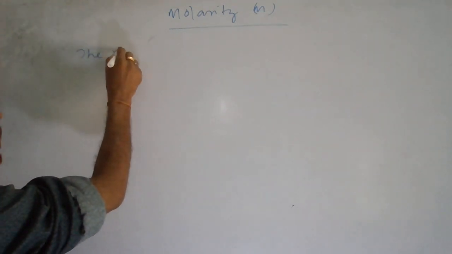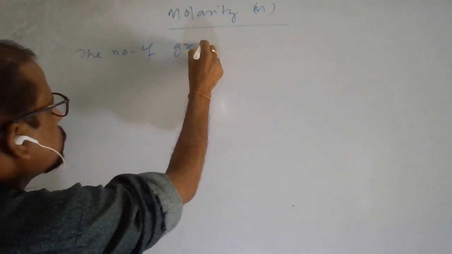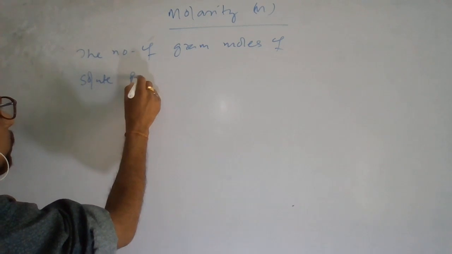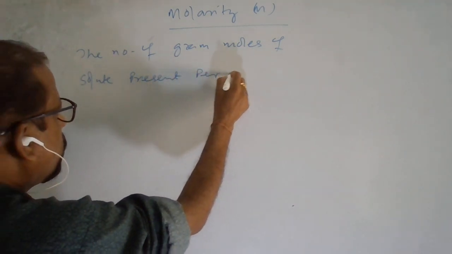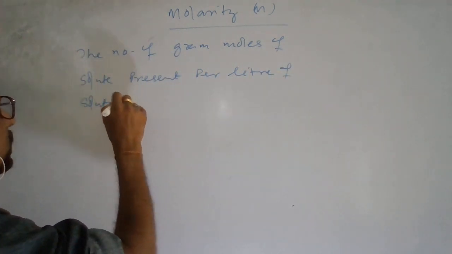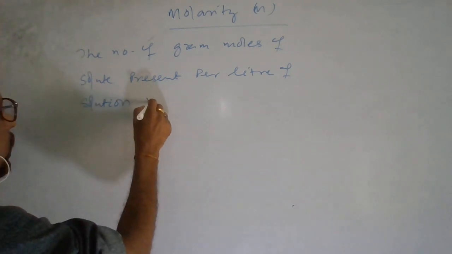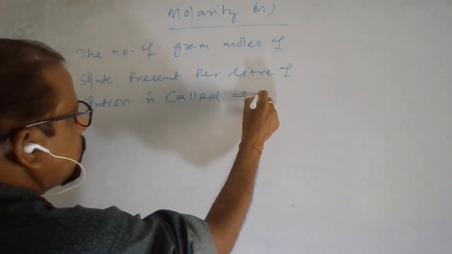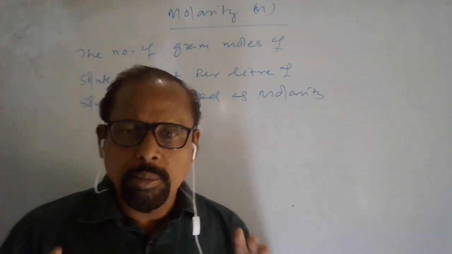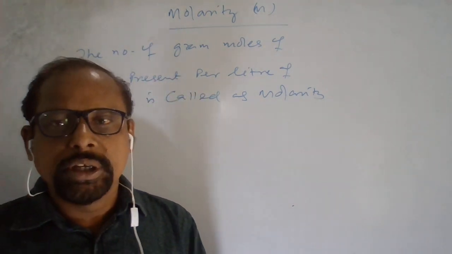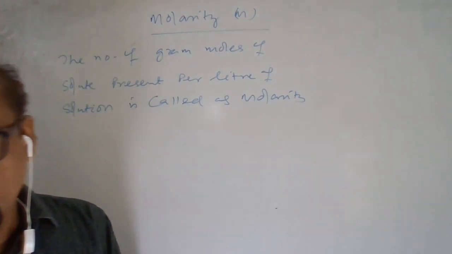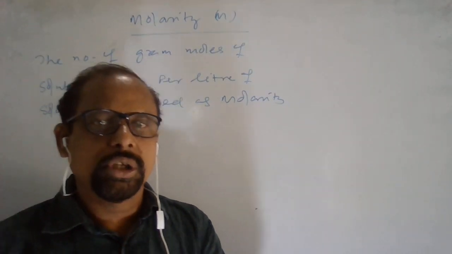Molarity is the number of gram moles of solute present per liter of solution. The number of gram moles of solute present per liter of solution is called molarity. You can understand how many gram moles of the solute are present per liter of solution, that is the molarity of the solution.